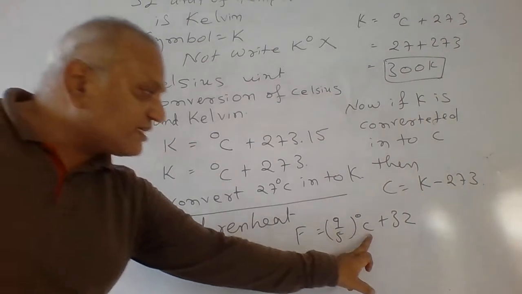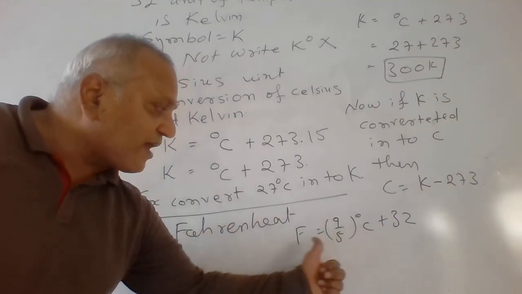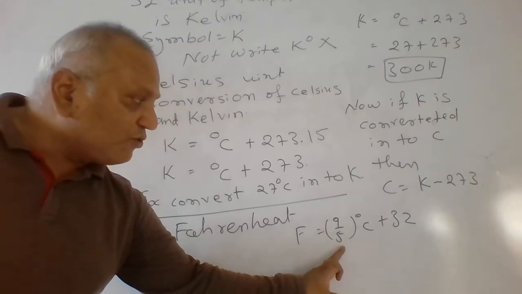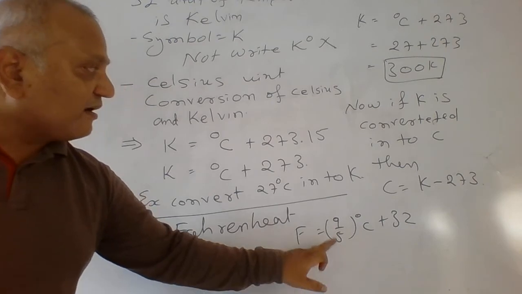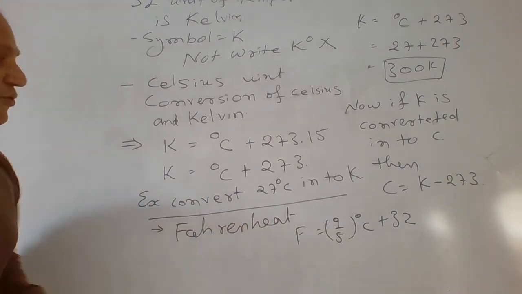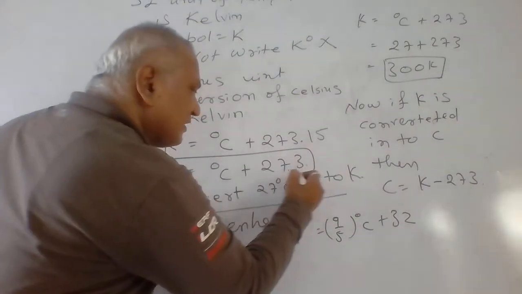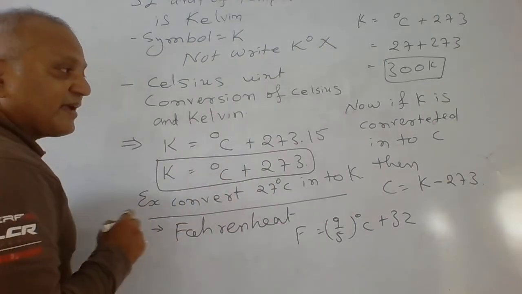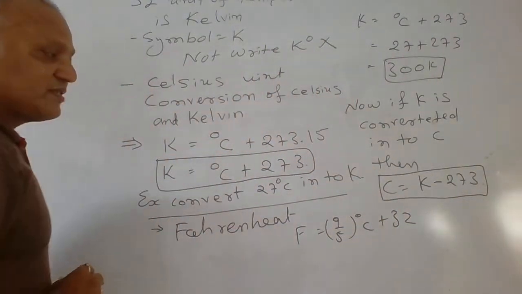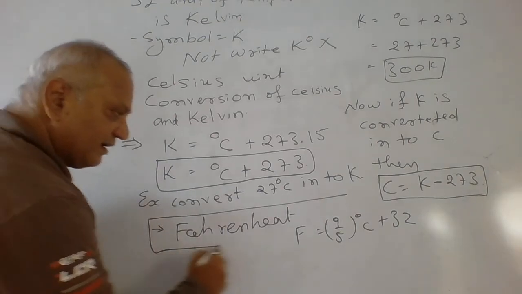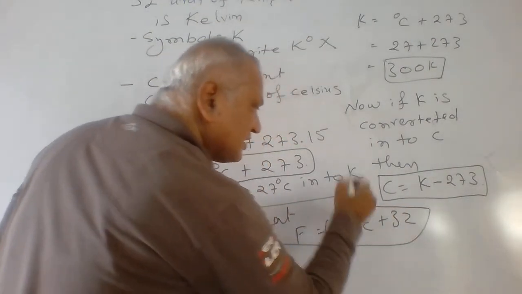So when Celsius is given and Fahrenheit is to be converted, we have to use this formula. When Celsius is given and converted into Kelvin, we have to use the Kelvin formula. And when Kelvin is given and we have to convert to Celsius, we have to use this formula. And for Fahrenheit we have to use this formula.